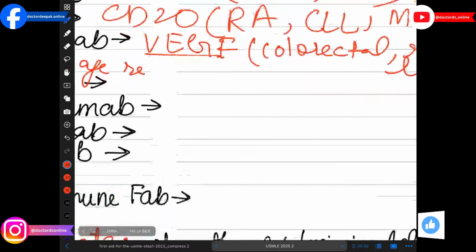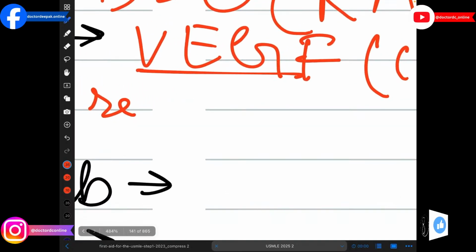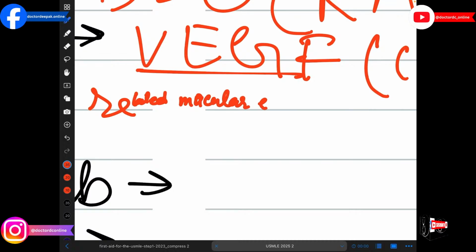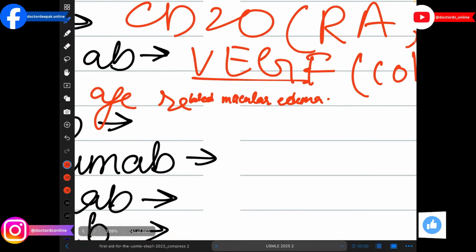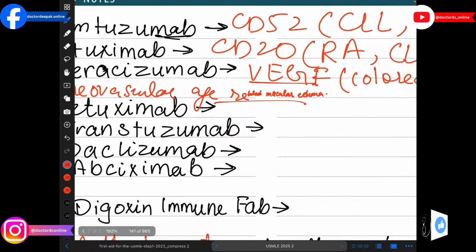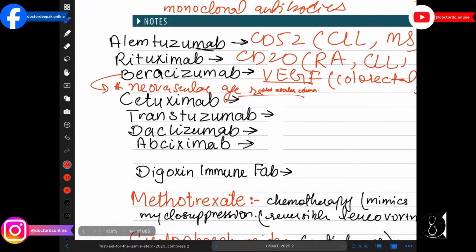age-related macular edema. So an important point: which monoclonal antibody is going to be used for age-related macular edema? You should know it, the bevacizumab. The bevacizumab is used for the neovascular age-related macular edema.